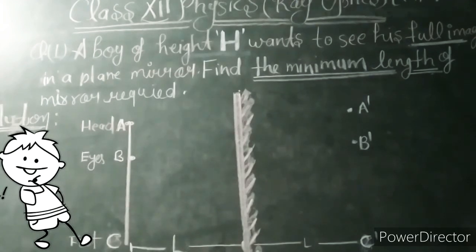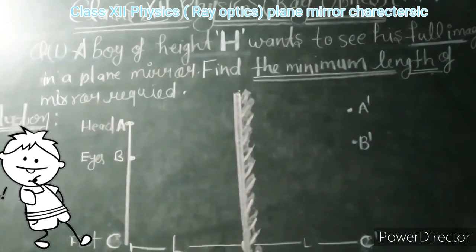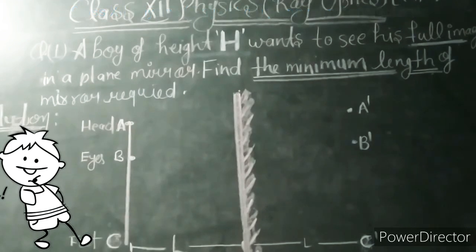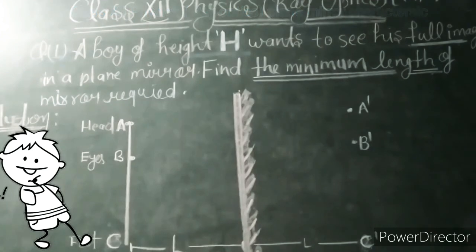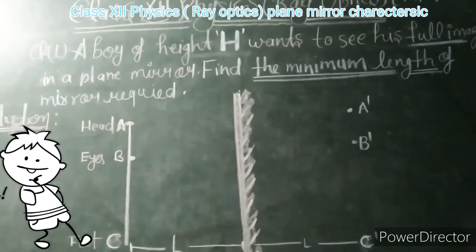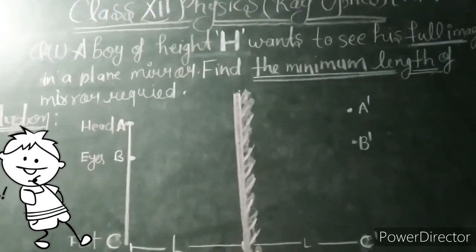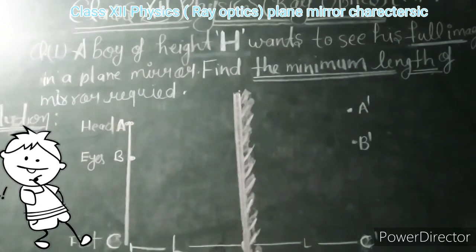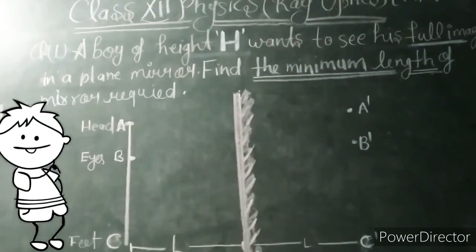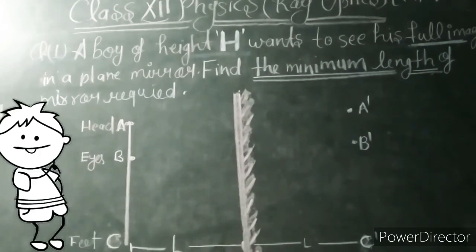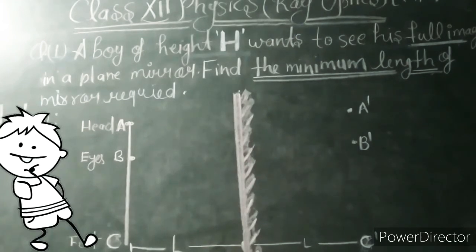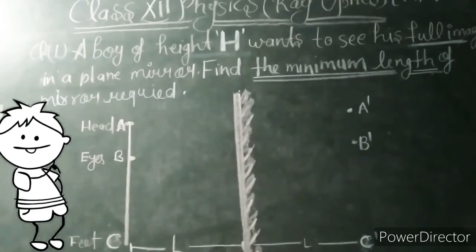Question: a boy of height h wants to see his full image in a plane mirror. Find the minimum length of mirror required. What does the question say? One boy wants to see his full image, and the question asks for the minimum length of the required mirror. So we will find the minimum length of the required mirror. The boy will see his full image.